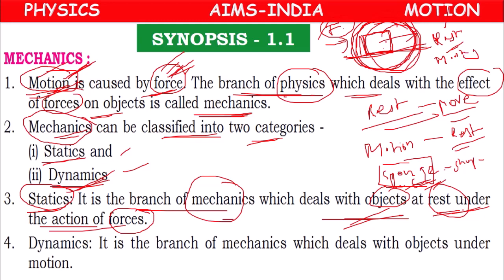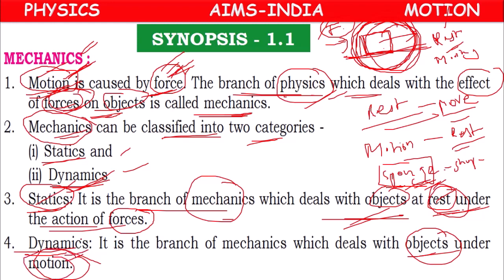Suppose the block starts moving. Then studying about objects under motion is called dynamics. Studying about objects under the effect of force is called mechanics. After applying force, if the object is at rest, it is called statics. If the object is in motion, studying about it is called dynamics. Like this, in mechanics, we have two branches: statics and dynamics.